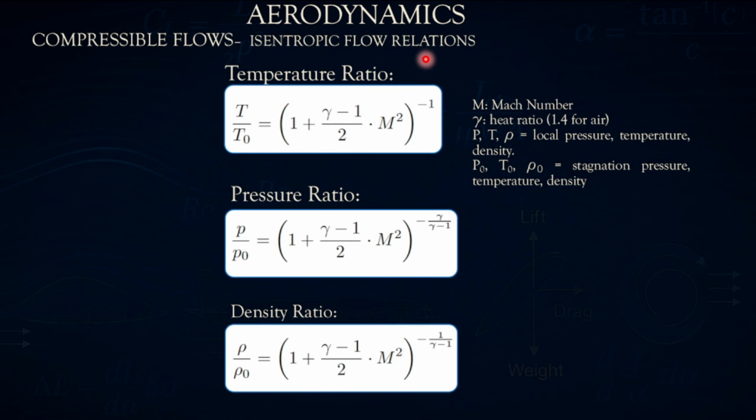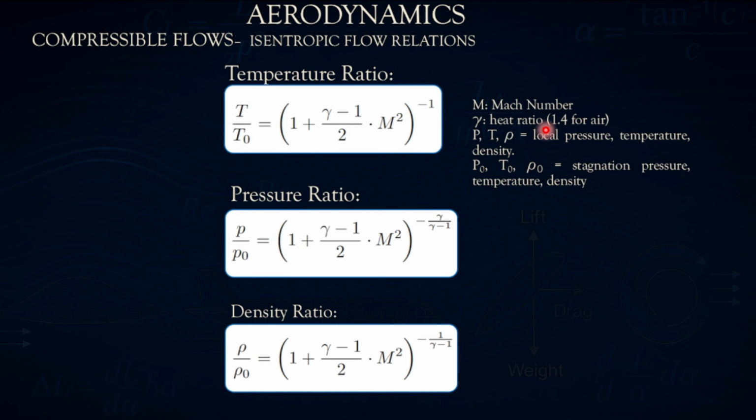Temperature ratio. Now let's see the relationship of temperature, pressure, and density between T and T0, P and P0, rho and rho 0. Now, P0, T0, rho 0 are respectively the stagnation pressure, temperature, and density. So when the air is stagnant, that's the pressure of the air, that's the temperature of the air when it's stagnant. It's not moving at a certain point, and its density. So what is the relationship?